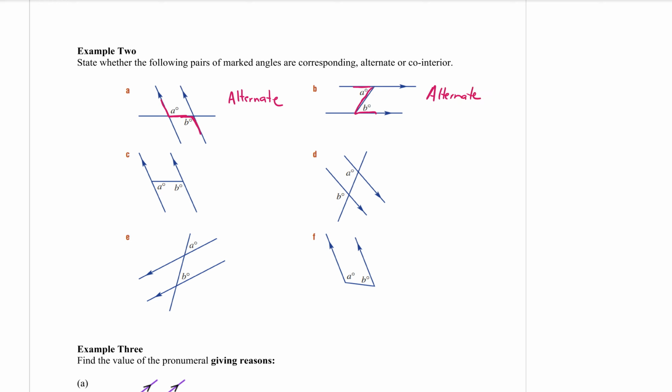All right, part C, draw the arms around the A, draw the arms around the B, make sure you connect them together. It's tilted sideways, but that is making a C shape, so they are called co-interior angles. Part D, we want to draw the arms around the A and the arms around the B. We'll need to connect them together. That is making a backwards F shape, which is called corresponding.